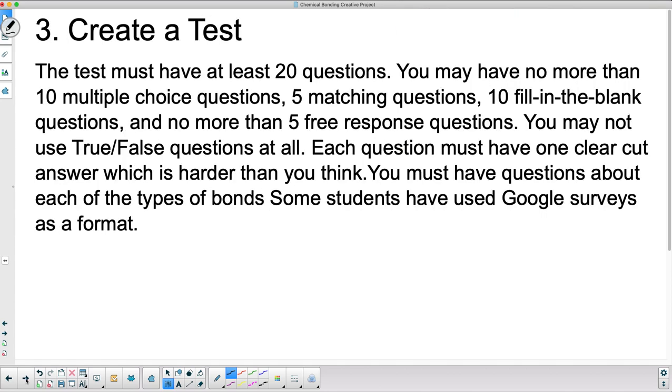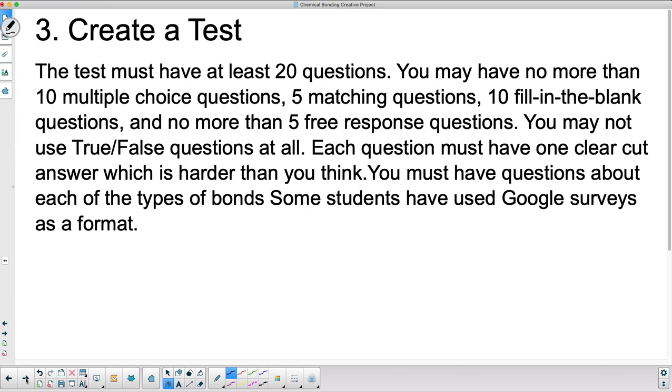Moving on, create a test. Lots of students choose create a test because they think it's going to be the easiest, and then they get to question 10 and realize it's not nearly as easy as they thought. The test must have at least 20 questions. Here are the restraints: no more than 10 multiple choice questions, no more than 5 matching questions, no more than 10 fill in the blank questions, and no more than 5 free response questions. Free response is the kind where you have to write a couple of sentences to answer.